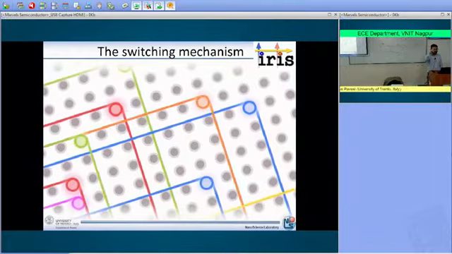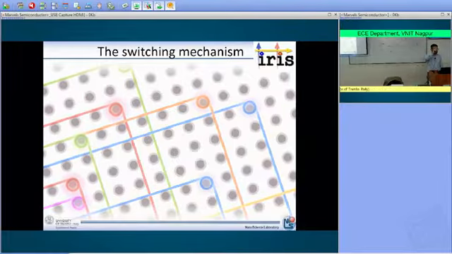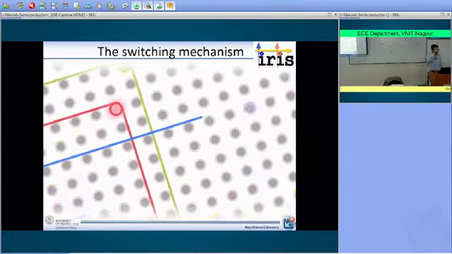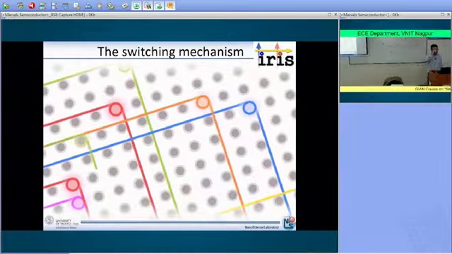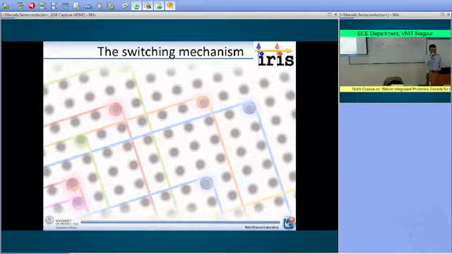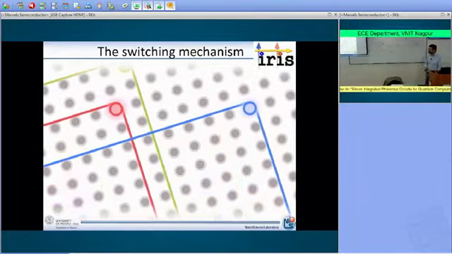Okay? So this is the principle that we want to exploit: a matrix of ring resonators, each one individually addressed in order to control the direction where the light is propagating. Okay? So this is the heart of the system.